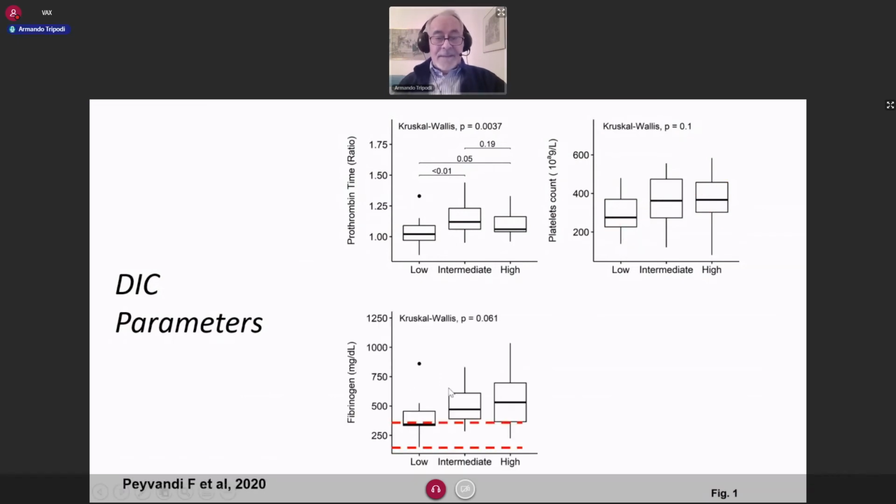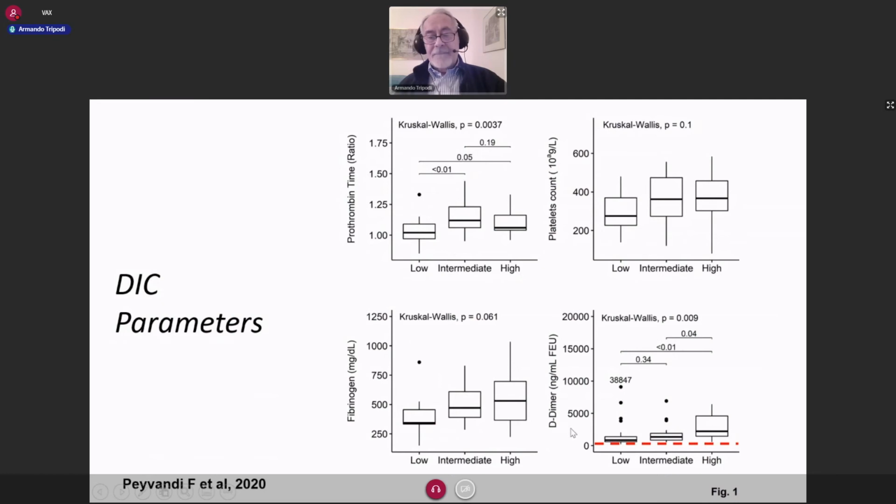Fibrinogen is shown here, and again you see that in the majority of patients, fibrinogen was elevated, much higher than the upper limit of the reference range. And even here, there was a close correlation between the three groups of patients. And finally, the other parameter which is relevant for DIC is the D-dimer. As you can see here, all the patients had D-dimer levels which were higher than the upper limit of the reference range. And even here, there was a very good degree of correlation between the three groups.